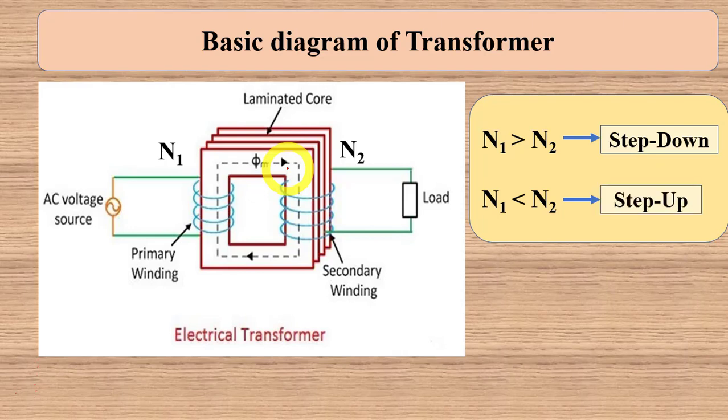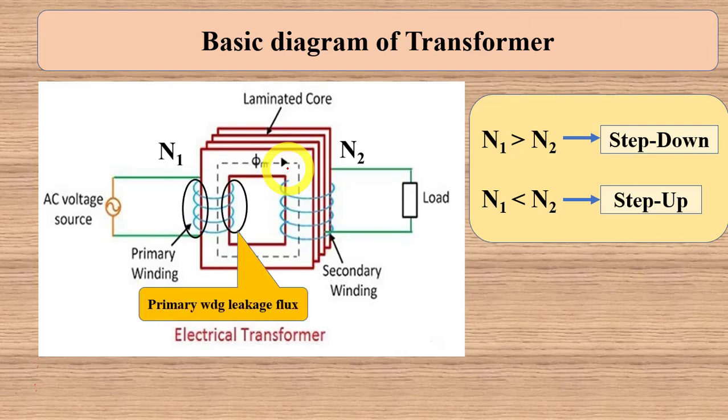When the primary winding is excited by the AC electrical voltage source, magnetic flux is set up in the primary winding which interlinks the secondary winding, but some flux does not interlink the secondary winding. Such flux is known as primary winding leakage flux. The same thing happens with the secondary winding.